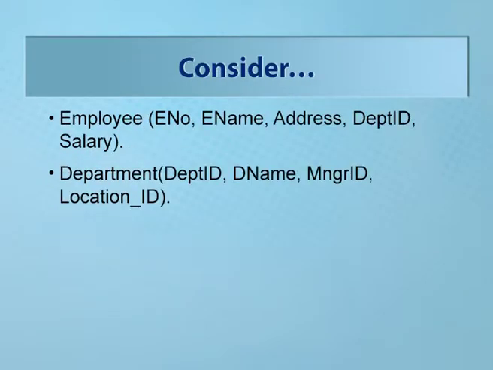Each and every key differs from the other keys in the way it functions in the table. So, let us see one by one what exactly a super key is, and the other keys. Before we move on to the definition of the super key, just watch the two relations, employee and department. In the employee relation, we identified 5 attributes: employee number, name, address, department ID and salary. In the department relation, we identified department ID, department name, manager ID and location ID.